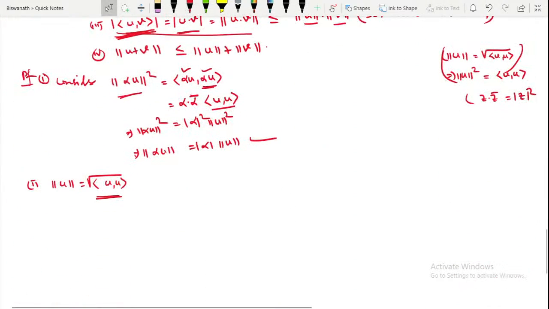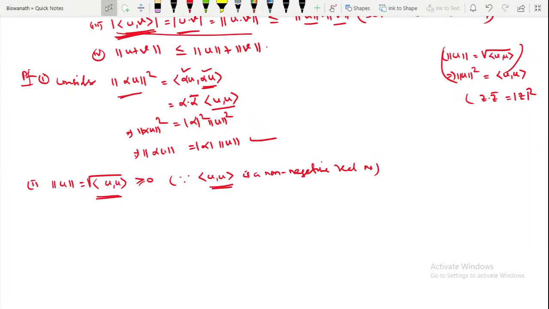So norm u is the square root of u comma u, and this is always greater than or equal to 0, since the inner product u comma u is a non-negative real number. Since this is a non-negative real number, its positive square root will also be a non-negative real number. Non-negative means greater than or equal to 0, that is, it will be either positive or 0. Okay, so this is fine.